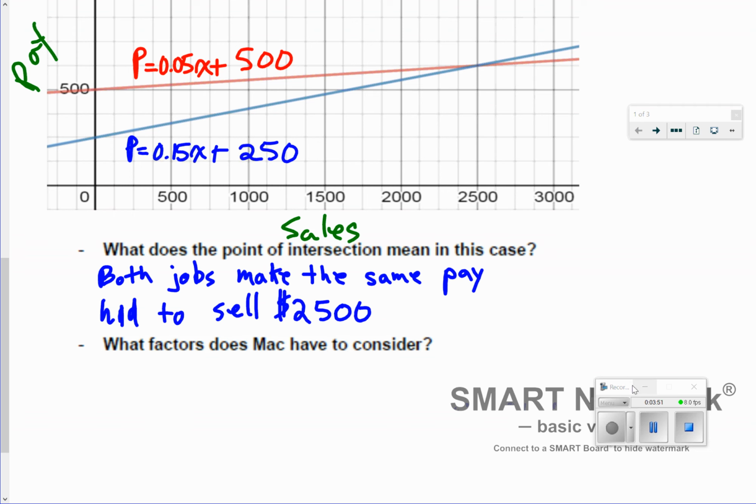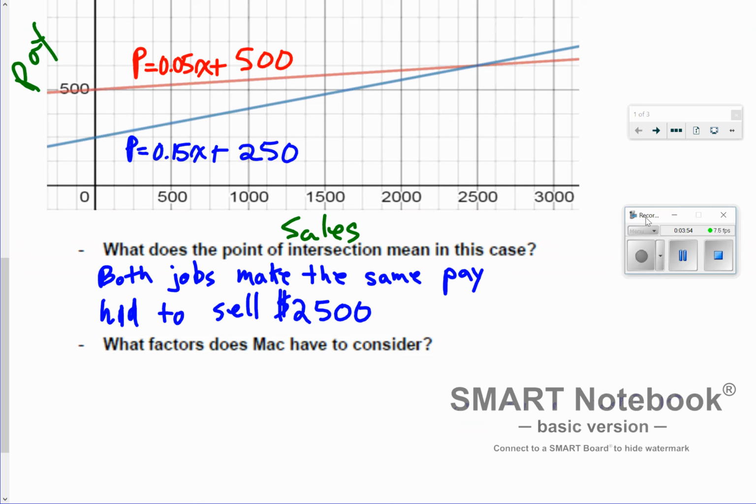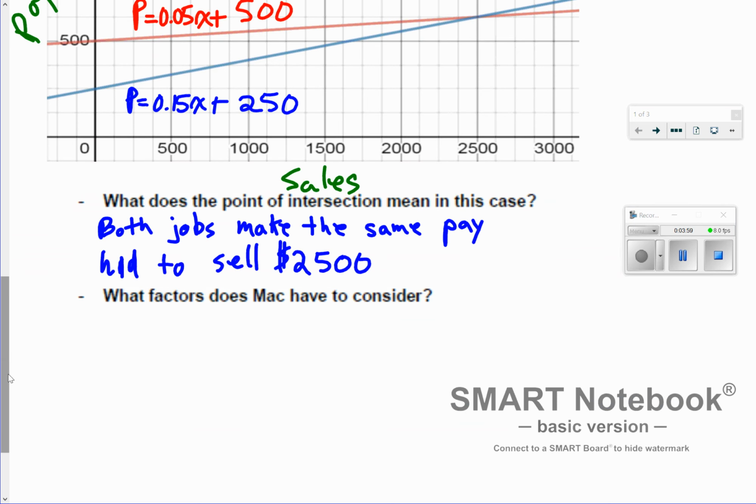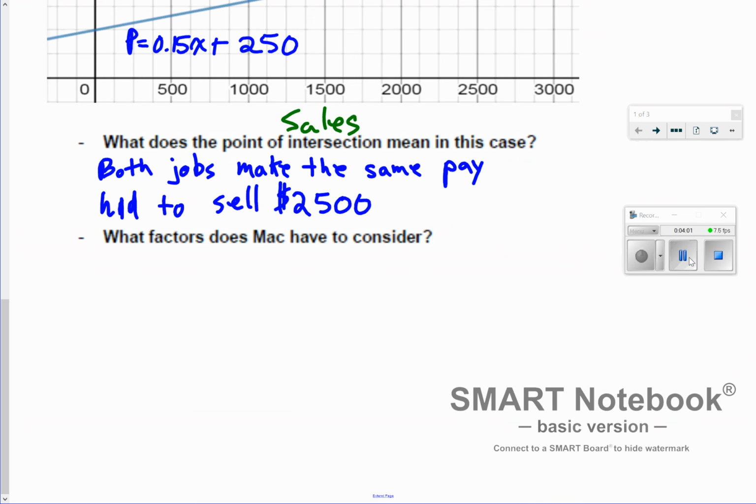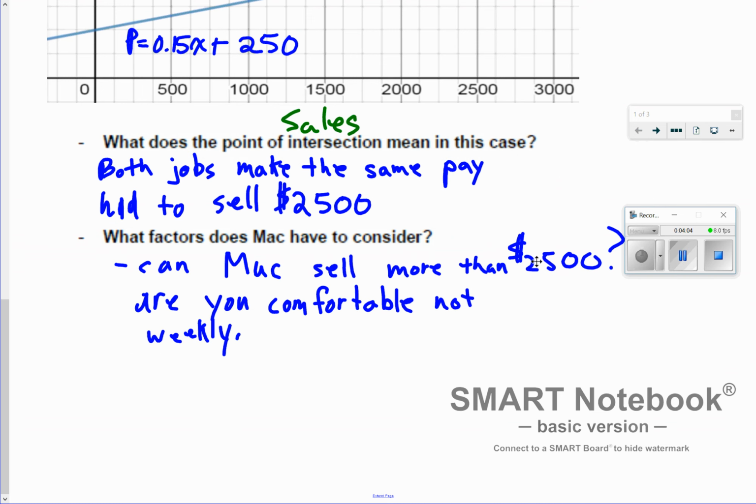Now, when you're actually considering factors for Mac when he's trying to get a job, you want to consider the following. Just pause this and copy what you see. The only thing he really has to consider is if he can sell more than $2,500, so he could make more money, or what is he selling? Is he selling cars? Is he selling houses? Now let's move on to the next problem of the day.